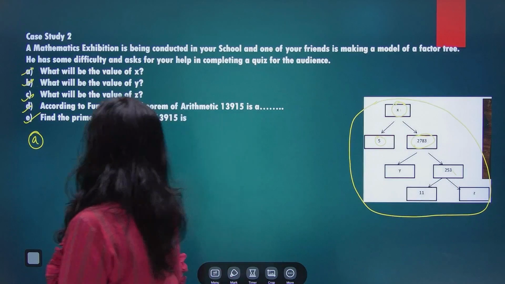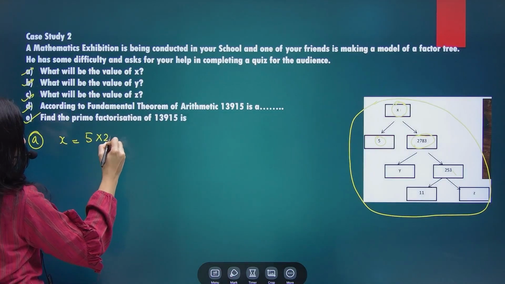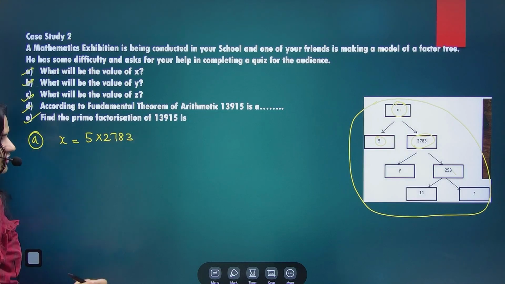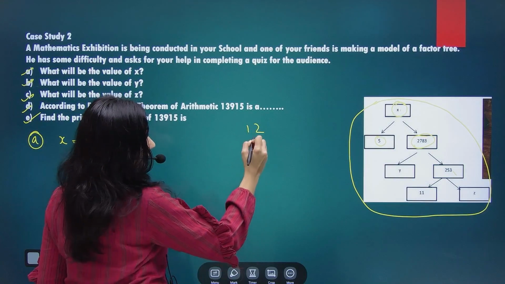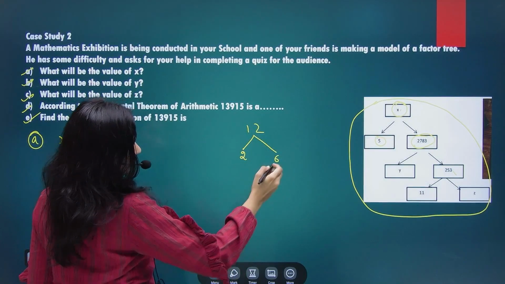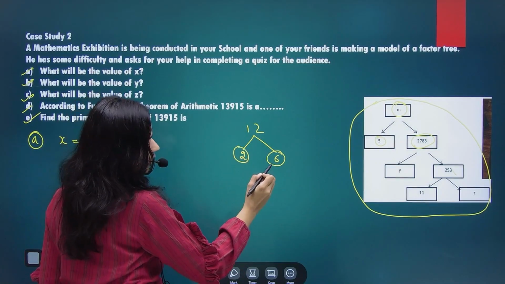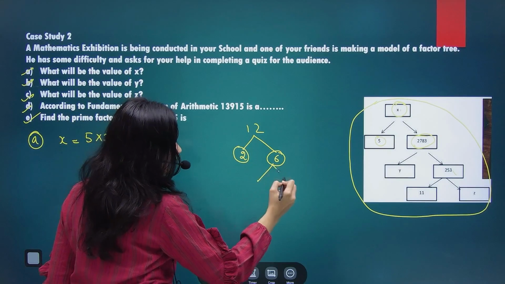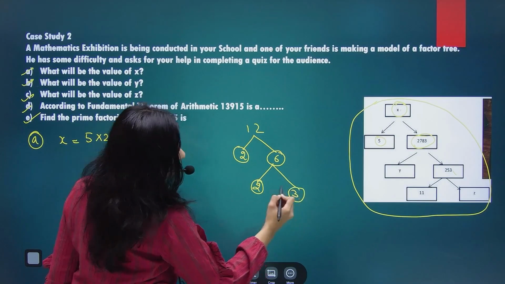So x is going to be what? Product of 5 and 2783. जिनको फैक्टर ट्री नहीं आता, I will take a smaller number. आप 12 लीजिए. आप एक प्राइम फैक्टर लेते हैं और देखते हैं किससे मल्टीप्लाई करके वो आ जाता है. And then this is a composite number.